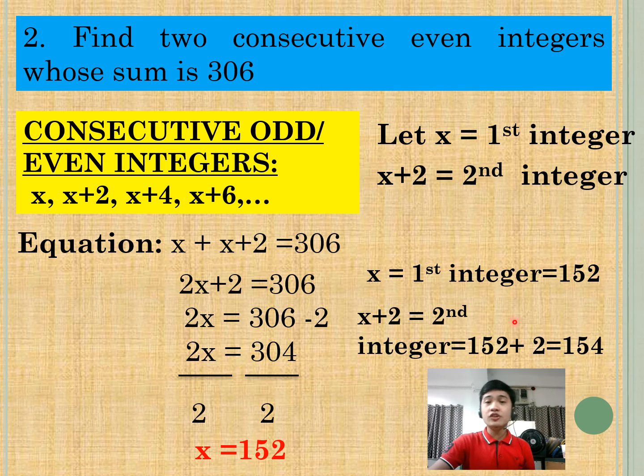The second integer now is 154. Bakit po? We use x plus 2 as the representation for the second even integer. However, since we already have the value for x, this will become 152 plus 2 equals 154. So, 152 and 154 ang ating final answer for number 2.